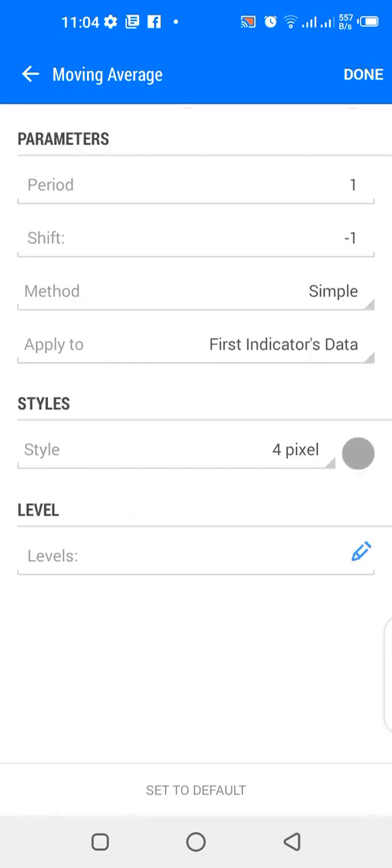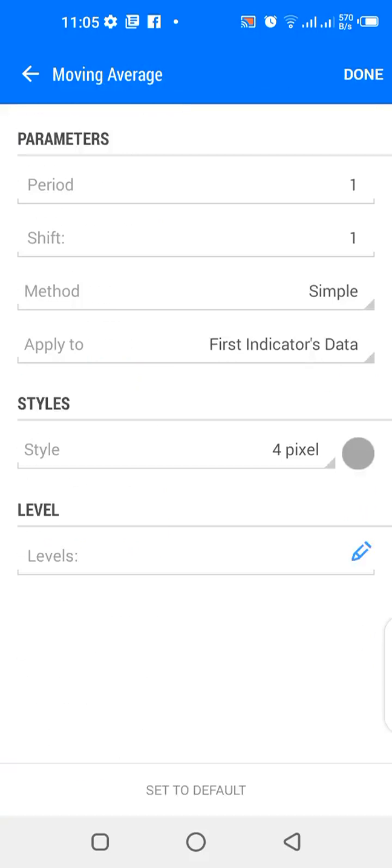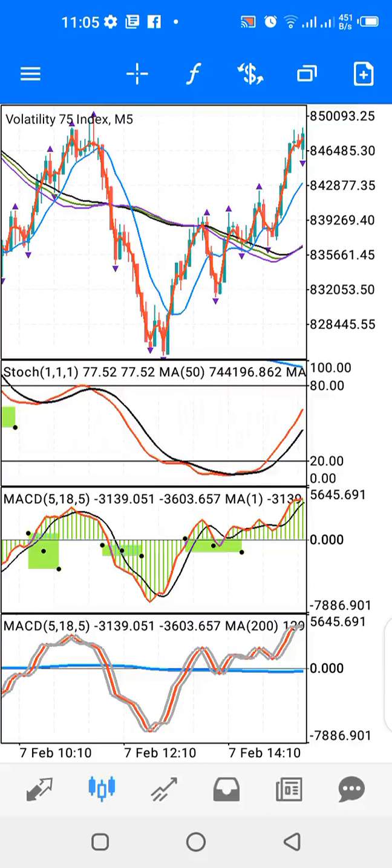Now the third one is 1 period moving average. Shift is -1. Method is simple. Apply to first indicators data. The color is gray. And the last one is 1 period moving average. This time around, shift is 1. Method is simple. Apply to first indicators data, and the color is gray. So let's go to the charts.